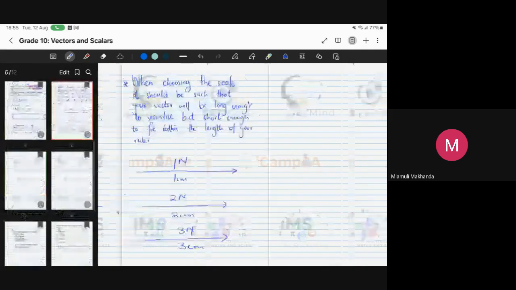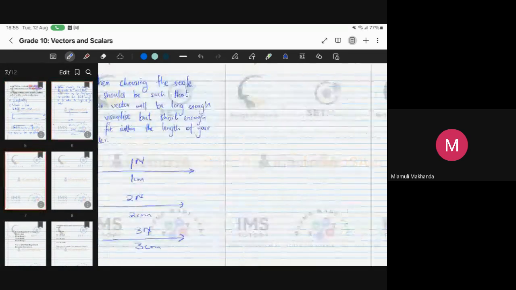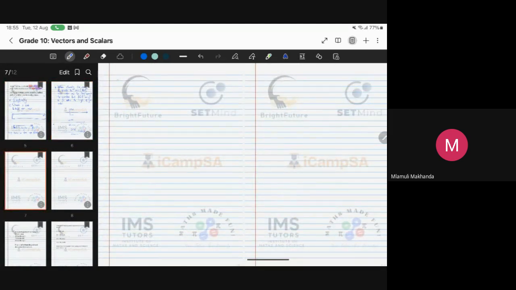Much better. So this is how the scale would work. What if you chose 2 centimeter equals 1 Newton? What would that mean? It means if you have a vector that is 2 centimeter on your ruler, this would be 1 Newton.